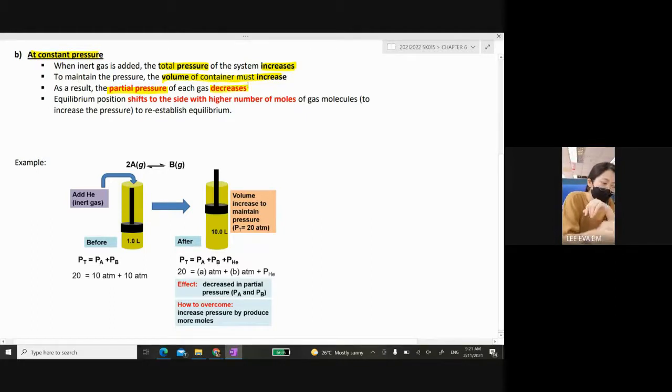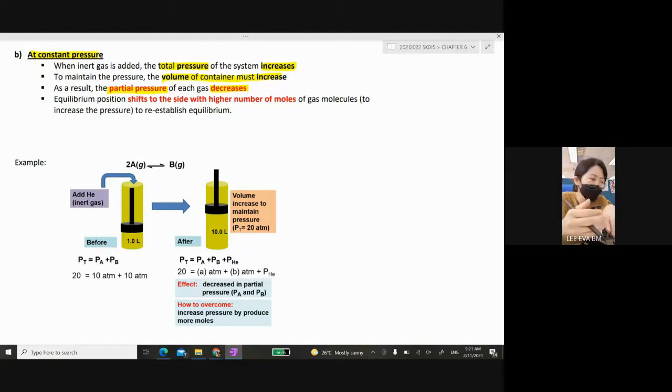So, partial pressure of each gas decreases. So when you are affecting the partial pressure, that means you have to do something to increase back the partial pressure of this species. Maksudnya partial pressure sekarang sudah terganggu. Dia adalah awak punya disturbance. So in order to return to equilibrium position, you need to adjust the volume again.